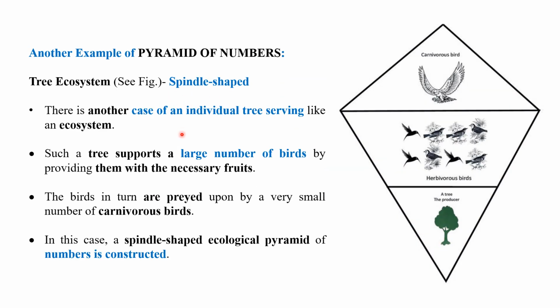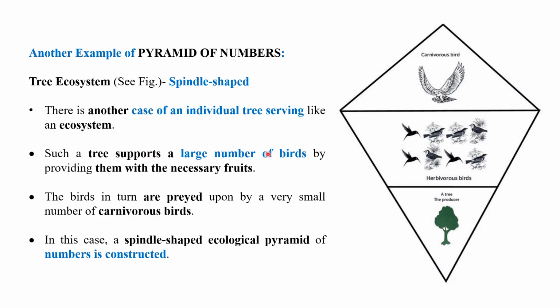Next, we can see another example of the pyramid of numbers, the tree ecosystem. It is spindle shaped, in the form of a spindle. There is another case of an individual tree serving like an ecosystem.